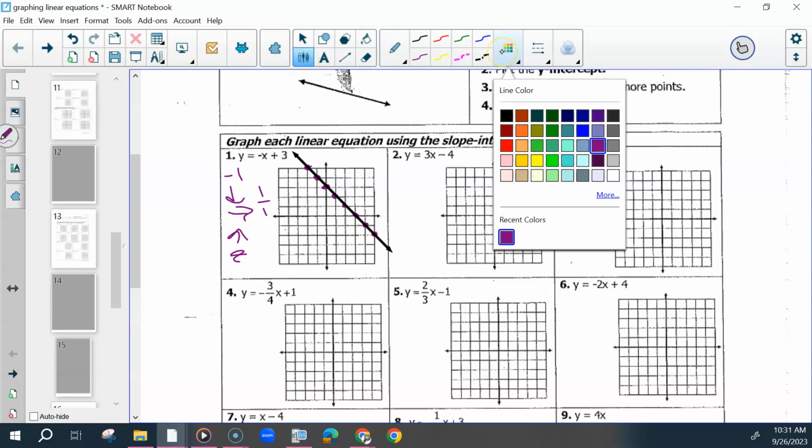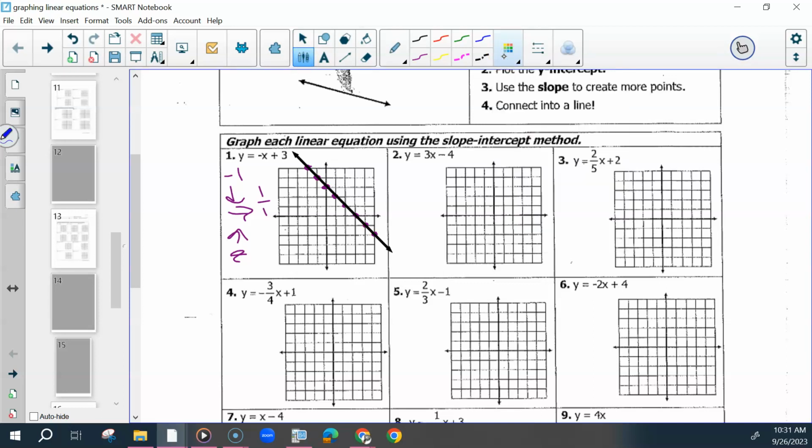Alright, let's try the next one. Y-intercept is -4, so on your y-axis, go down to -4, put a point. Your slope is what? 3, and it's a +3. I didn't say this before. All of your whole numbers, put that over 1. That way you have a rise and a run.